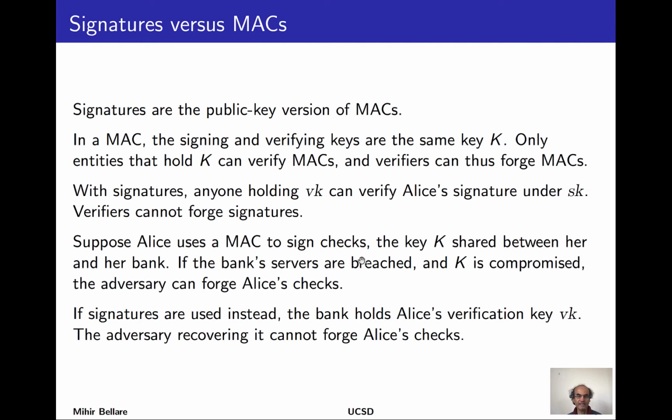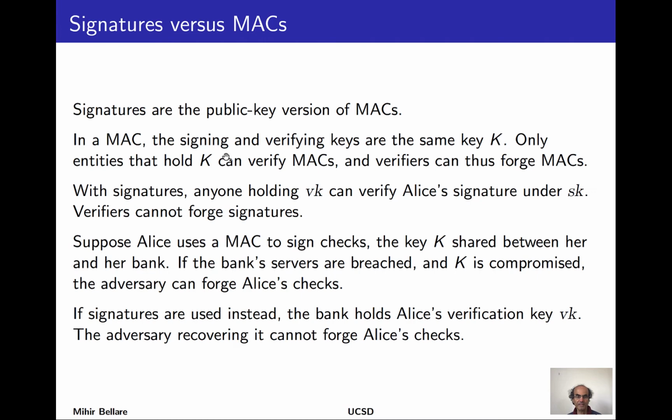Now, message authentication codes, which we studied in the symmetric setting, aim also to provide integrity and authenticity of data. So in what way do they differ from signature schemes? The difference is that they're symmetric. In a MAC, the signing and verifying keys are the same key.